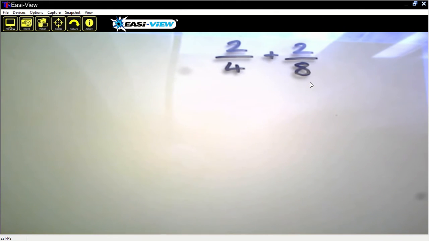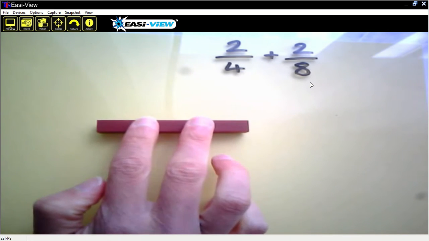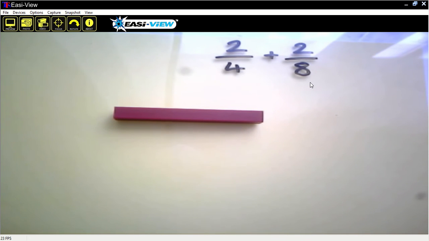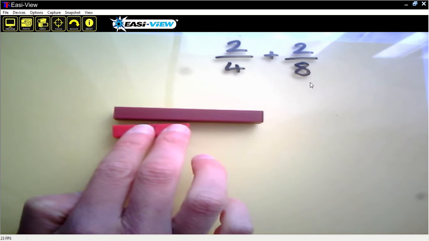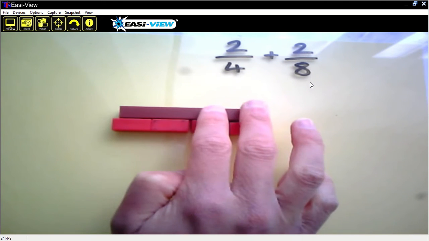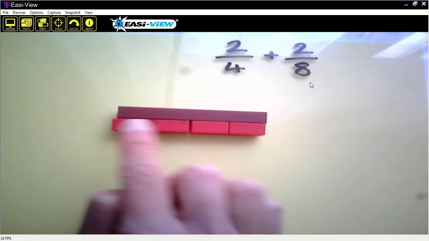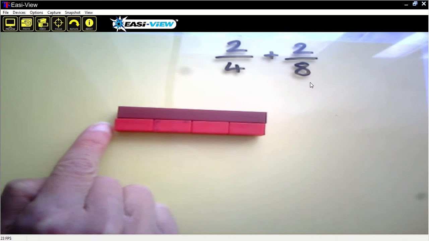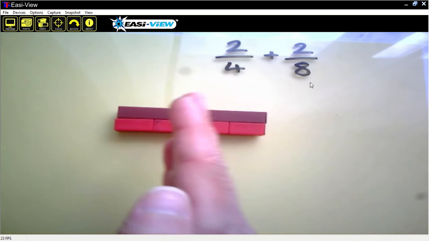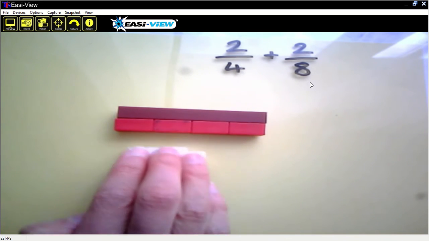I'm going to show you using my rods. So this is going to represent my whole. I'm then going to get my quarters and put them into place. So I've got 4 1/4 makes that whole. Okay, and then I'm going to split those again, and I'm going to get my eighths.